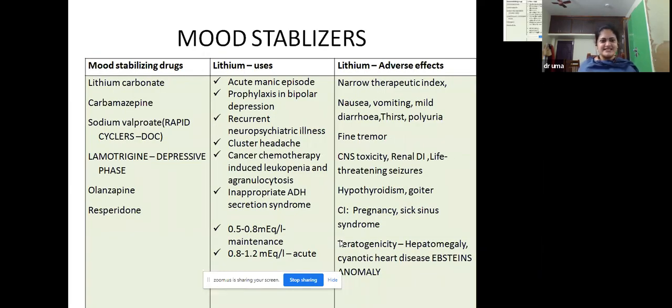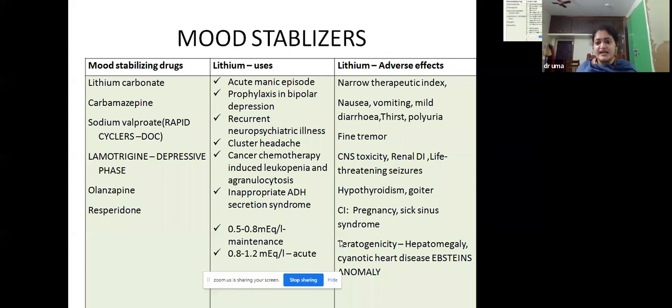And mood stabilizers, it is lithium carbonate, carbamazepine, sodium valproate, lamotrigine, olanzapine, and risperidone. So among these, sodium valproate is the drug of choice for rapid cyclers. Lamotrigine is mainly used for the maintenance phase and also in the depressive phase of bipolar disorder. So lithium, the main uses, along with benzodiazepines, it is used for acute manic episode, for prophylaxis in bipolar depression, and recurrent neuropsychiatric illness. Cluster headache, it is used.